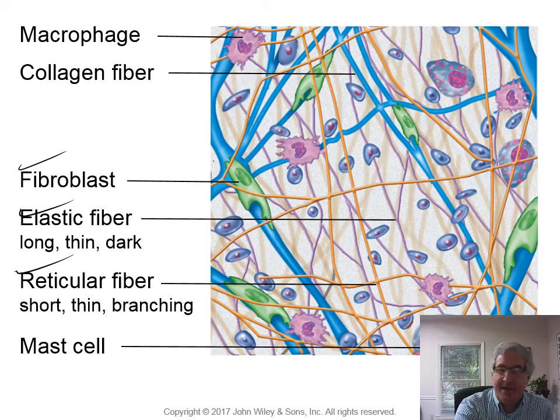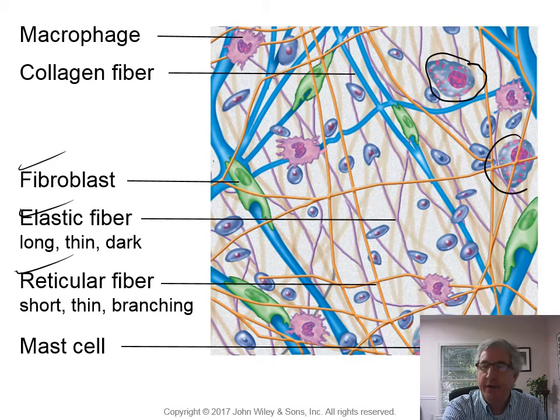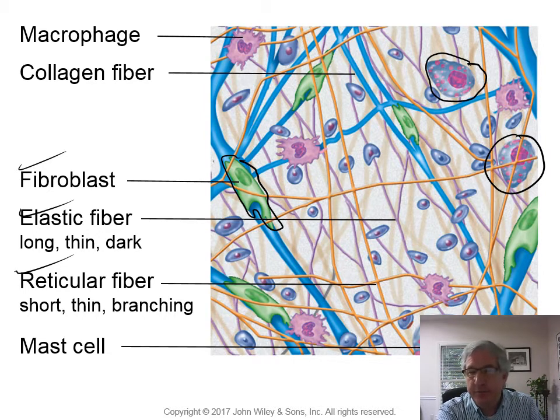So this is a mast cell up here. That'd be a white blood cell there. Here's another one here. And then the fibroblast is this guy in green here, and he's wrapped around. The blue fibers are collagen fibers, and they've used a kind of pinkish color to denote the elastic fibers, and then the reticular fibers are the orangey yellow ones.